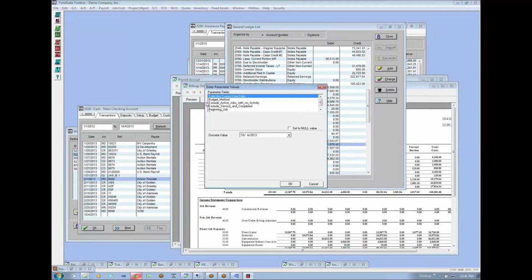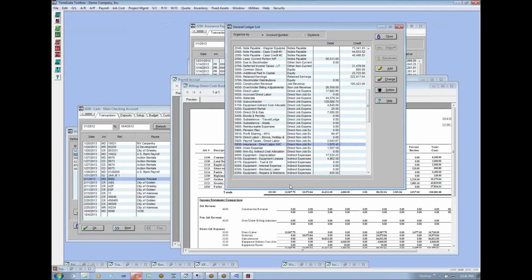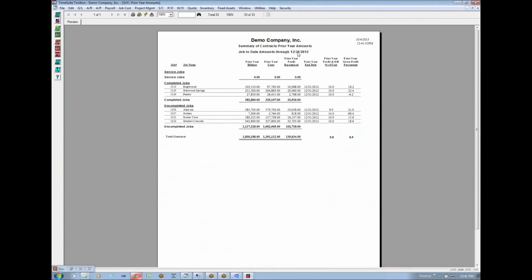So summary contracts, print prior year amounts. Enter any date in the current year, because it's going to go back to the prior year. It calculates the end of the prior year, and it tells us what numbers the system has for those jobs that carried over. You compare these to the summary of contracts you have, and if you're not sure what to do, you can do a support call, and we'll help you through it, unless your CPA wants to do that too.